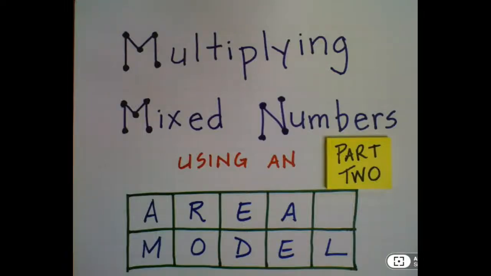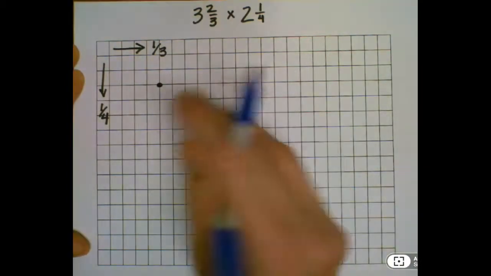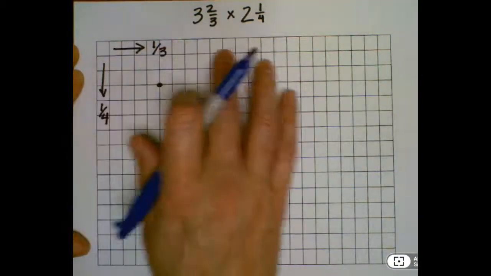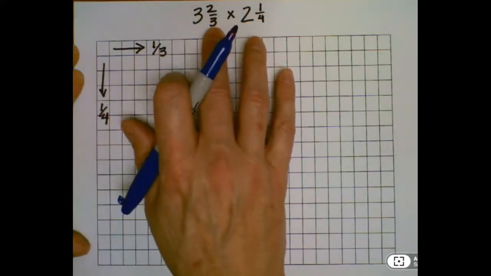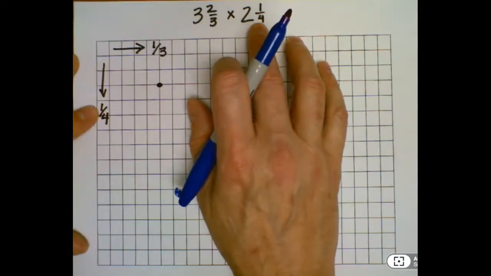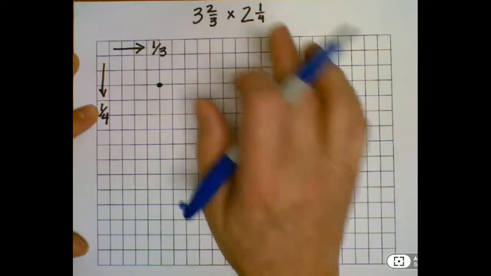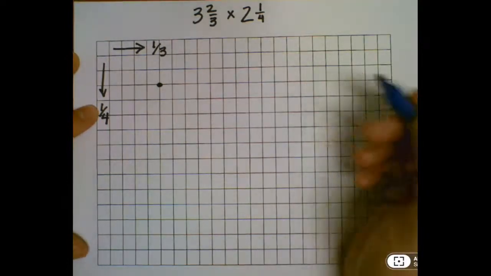Now we're going to look at multiplying mixed numbers using an area model, part 2. The beginning of our process is going to be very similar to what we did yesterday, in that we are going to draw our area model out. Remember, going horizontally, each square represents 1/3 because our fraction is in thirds. Going vertically, up and down, each square represents 1/4 because our second fraction, 2 and 1/4, has a denominator of 4. So let's quickly do that.